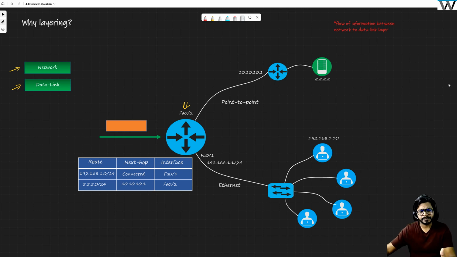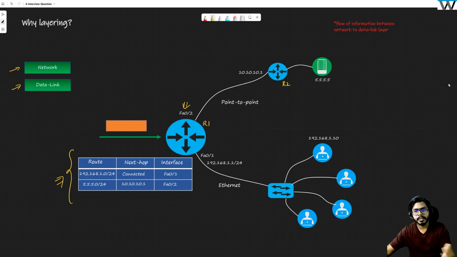But right now, if you see here, we have a router. Say this router is R1. This router is R2. And what do routers do? Routers have a routing table, and on the basis of that, they forward packets from one interface to another interface. It is as simple as that. So this router has its own routing table, right?